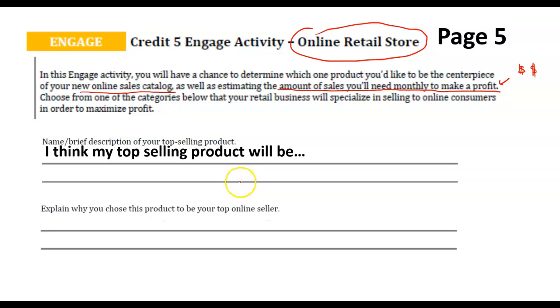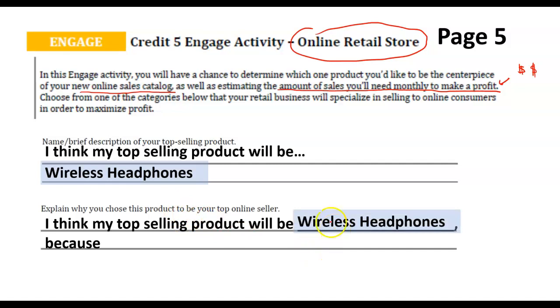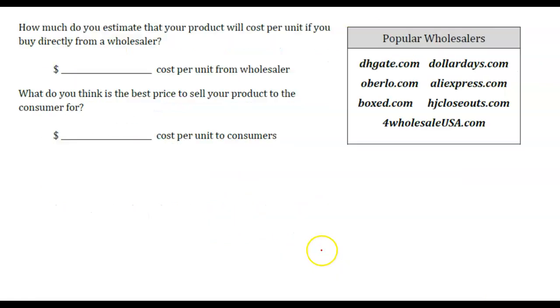Unpause. Hopefully you chose a product and you will think about why you think it's going to be the thing that people want to buy the most. And unpause as well. I chose wireless headphones. You don't have to. I just see them out a lot, so I'm thinking, yeah, it's probably going to sell. And I think wireless headphones will be my top selling product because I see a lot of people using them, and I think they'll be popular and they'll probably sell fast. That's just my opinion. You can choose whatever you'd like.